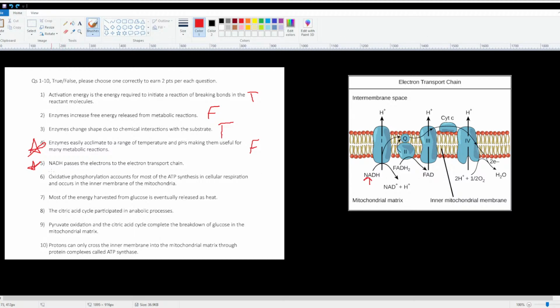So let's see the question again. NADH passes the electrons to the electron transport chain. I don't necessarily want to say that is true, but I could see why that would be true. So let's read it again. NADH passes the electrons to the electron transport chain.